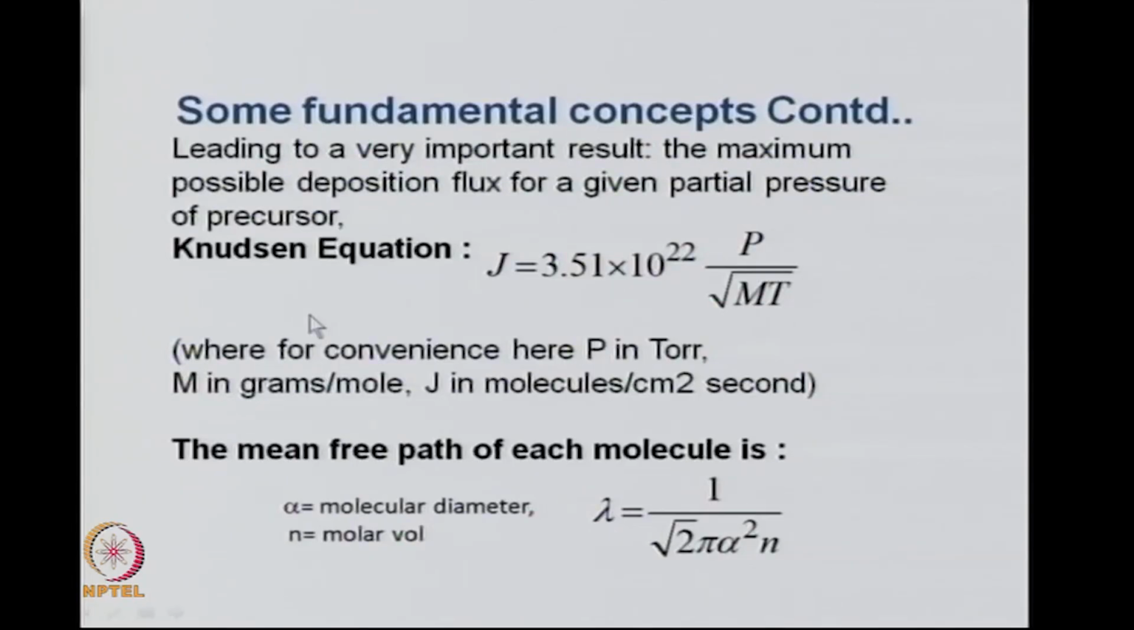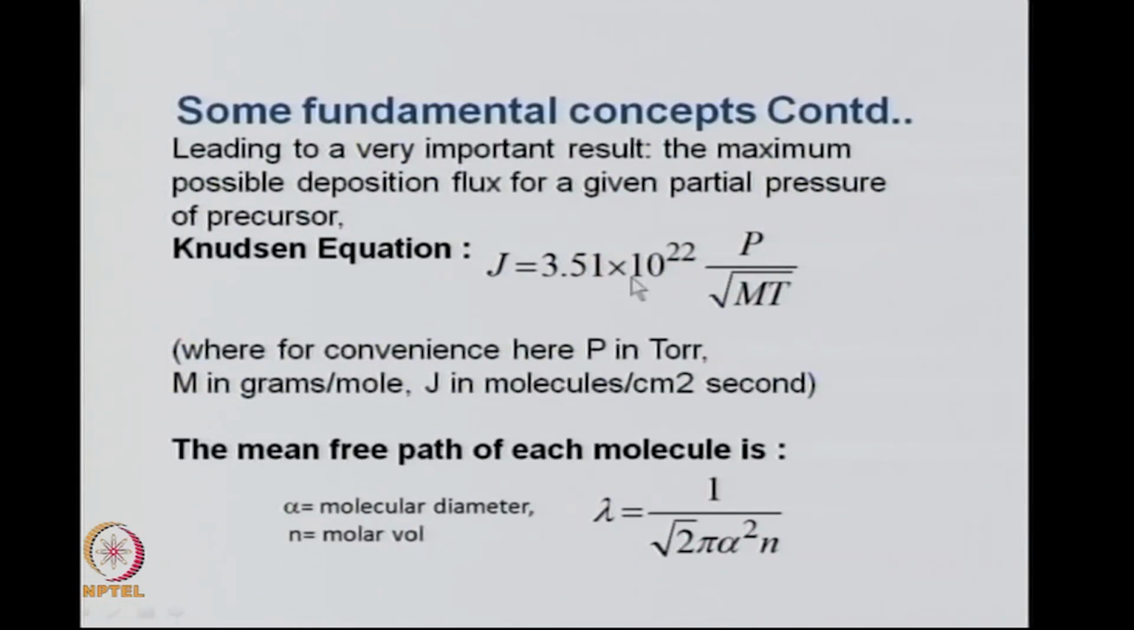Now, from that we can calculate something which is very important, which is the maximum possible deposition flux for a given partial pressure. So, given a partial pressure P, what is the maximum deposition flux that we can have, and that J is given by this equation. If you know, at some pressure P and temperature T, for a gas with a molecular weight m, which is given in grams per mole, you will have J, the maximum possible deposition flux, by this equation.